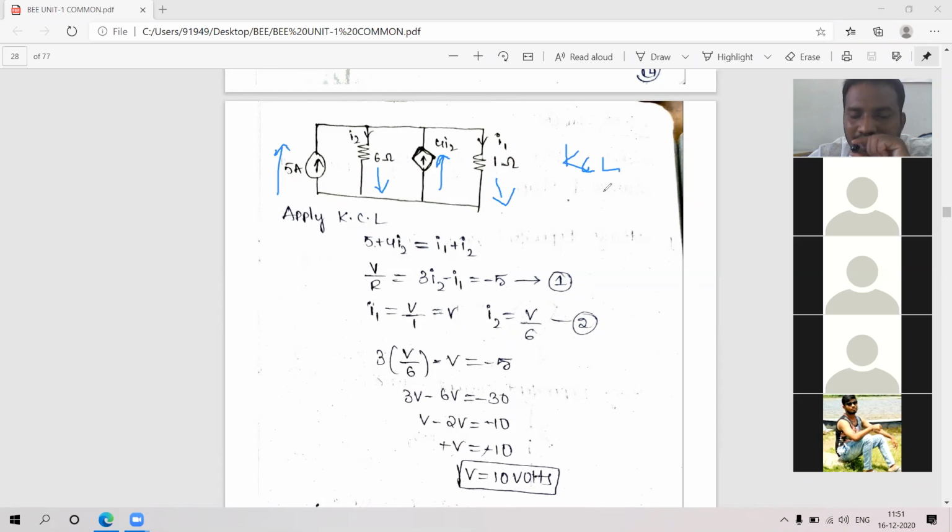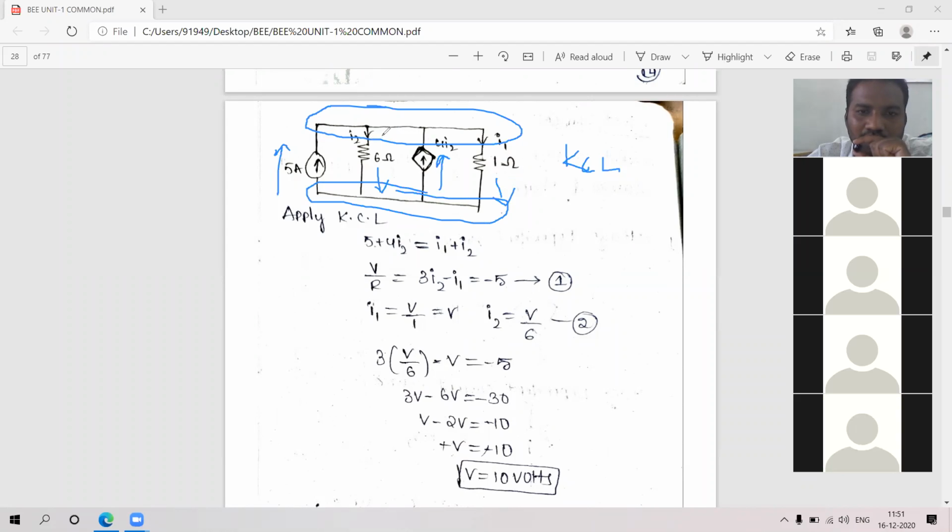You know KCL: the sum of currents entering the node is equal to the sum of currents leaving the node. What nodes do you have here? This is one node, and this is also one node. If there are resistors, it is not going to be a node. Here a node means two or more branches meeting together. No resistors are there, which is why I am considering this as one node only.